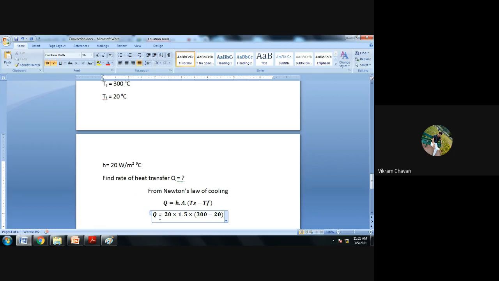So Q is equal to H value, 20 watt per meter square degree Celsius, multiplied by area 1.5 meter square, multiplied by TS, which is 300, minus TF, which is 20. Just put the values of the parameters from the given data and determine Q, the rate of heat transfer by convection.